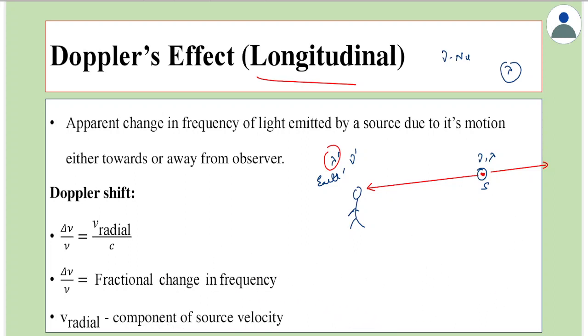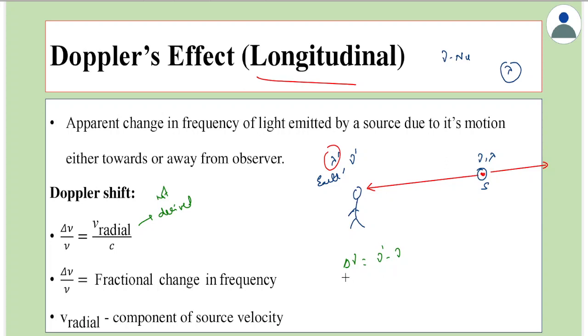Now here, we have a formula which is not derived. It's not required to be derived in this course. The change in frequency, delta nu, would be nu dash minus nu. This is called delta nu, which is the change in frequency.